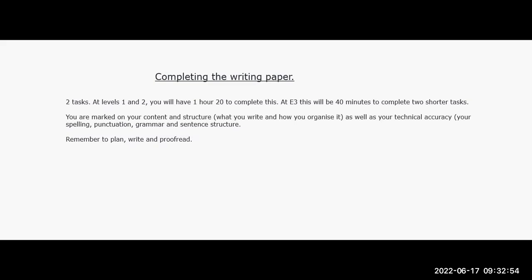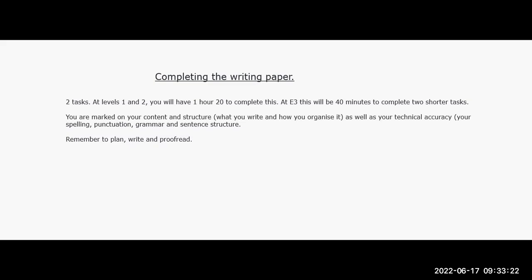So at entry level 3, at level 1 and at level 2, you are given 2 tasks. Level 1 and 2, you get 1 hour 20 to complete. And at entry 3, this will be 40 minutes, although at entry 3, the tasks you complete are significantly shorter. Now, you're marked on your content and your structure. And what I mean by this is what ideas you include, how you get across those ideas, so basically what you're writing, as well as how you organize it.